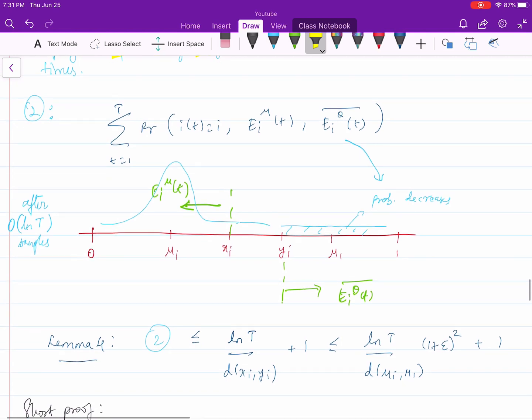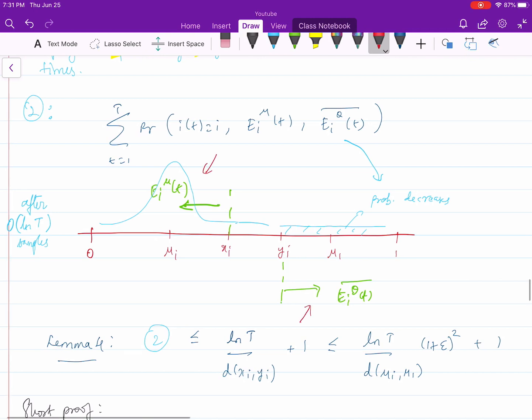Now we'll move on to the second summation term. Here we have this term, I'm just repeating. Now here we have these two events, E_i mu and the complement of E_i theta, and we are sampling the suboptimal arm i. The hope is that after many samples, the distribution concentrates around mu i.